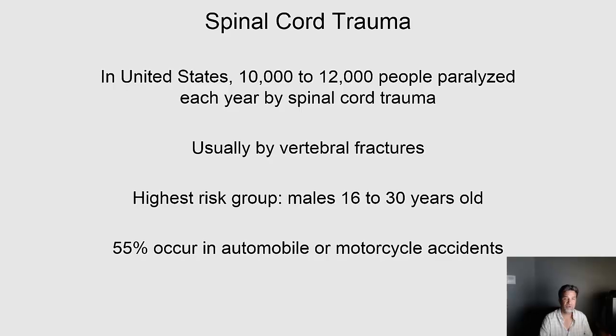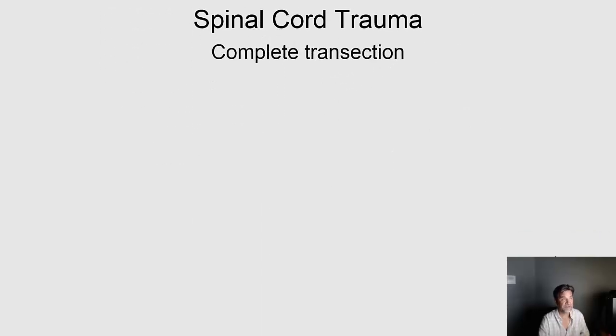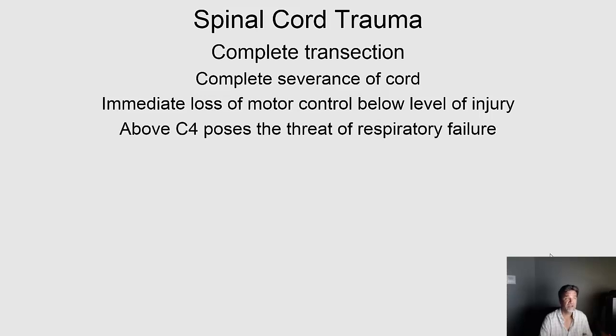And like I said, mostly due to motorcycle accidents, you can get complete transection of the spinal cord and complete severance of the cord. And so whatever activities are conducted below that are just not going to occur anymore. If you have damage above C4, in C1, C2, C3, then it's quite possible you will not be able to breathe, and you would always have to be on some type of respiratory aid.